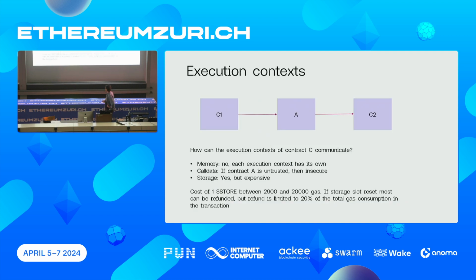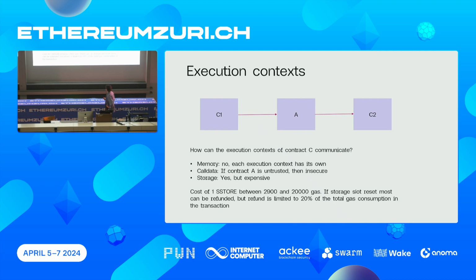So let's say we have two contracts, C and A, and C calls A, which calls C again. So now we've got a first execution context, C1, and a second execution context, C2, all within the C contract. How can we communicate information from this execution context to this execution context?